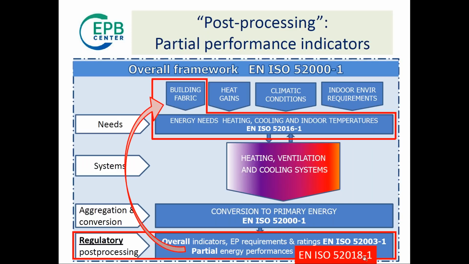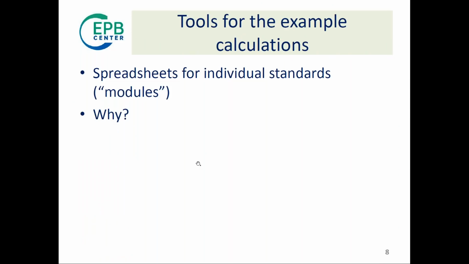So the EN-ISO 5218 gives you the partial performance indicators as a processing, and those deal with the building fabric and the energy needs. The tools that we use for the example calculations are in most cases the spreadsheets that are available for individual standards, for each module, so to say. So why use these spreadsheets, or why have spreadsheets?